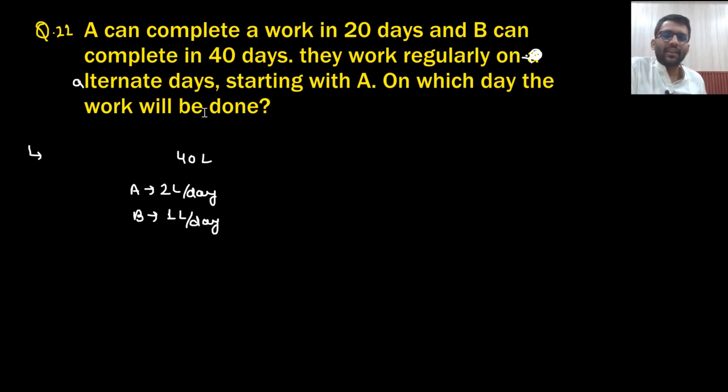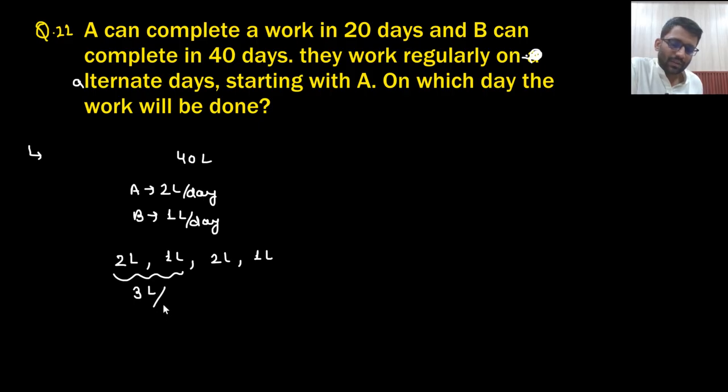So they are starting the work with A and alternately they are doing it. So first 2 laddu is being eaten, then 1 laddu is being eaten, then again 2 laddu is being eaten, then 1 laddu is being eaten. So in 2 days 3 laddu are being eaten. 3 laddu in 2 days. So how many laddu do you need to eat? 40. So let's get near to 40.